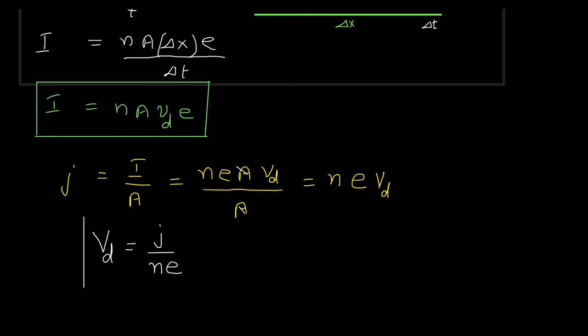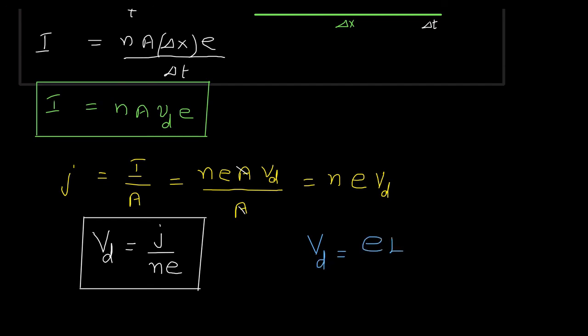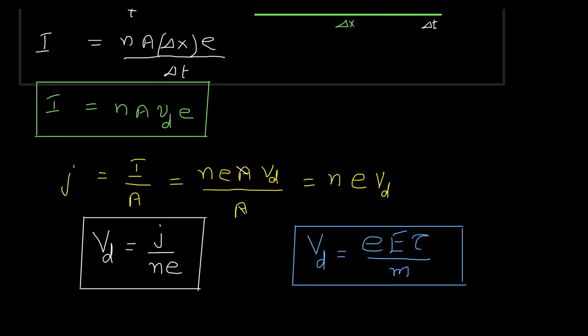Drift velocity depends on current density, number of free electrons per unit volume, and electronic charge. Already we had learned Vd is also equal to eEτ by m, where e and E are the electronic charge and electric field, m is the mass of the electron, and τ is the relaxation time. Thank you.